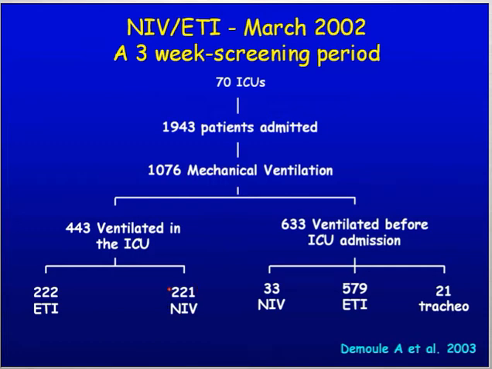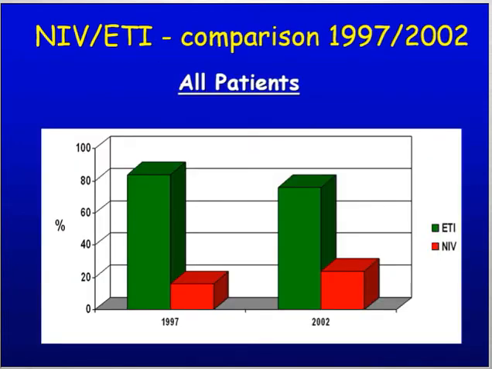In the group ventilated in the ICU, you see that a large number was ventilated with non-invasive ventilation. And the total was that 24% of patients were ventilated with NIV as first-line treatment, which means that 1 in every 3 patients is ventilated with this technique. It's a huge number. And the most striking result is the comparison with our previous study in 1997. In 1997, the use of NIV was 16%. In 2002, it's now 24%, which is a very significant increase.